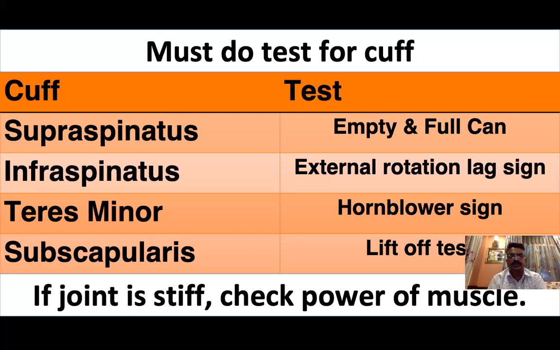So if there is a good range of motion, perform the special test. If the range of motion is limited, you had better test the power of that muscle in whatever position you can do. So this is the way by which you can diagnose your rotator cuff.